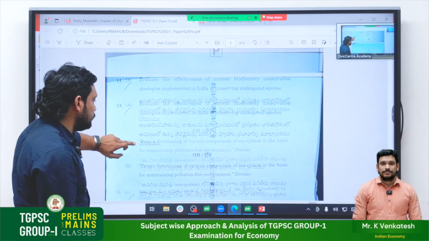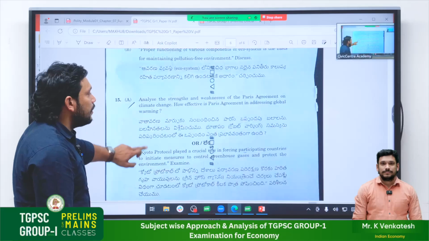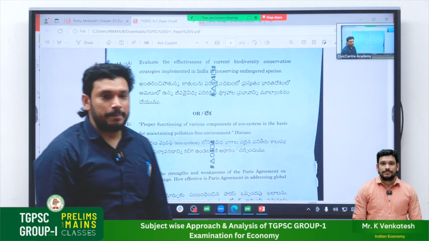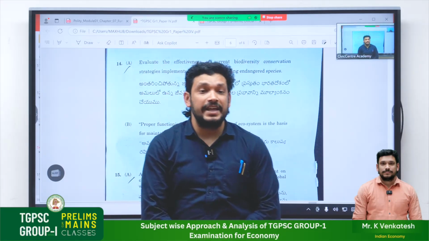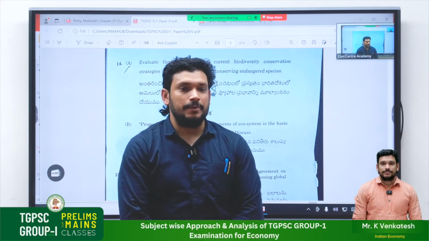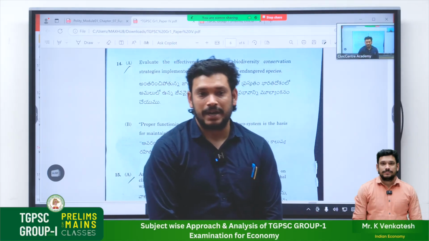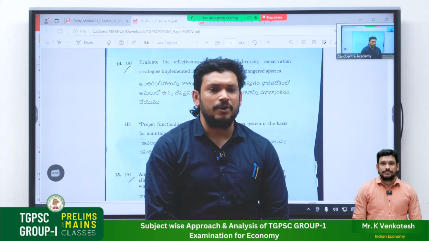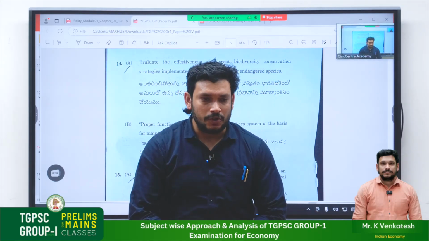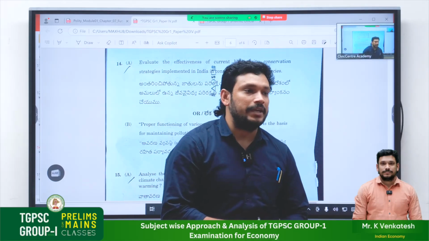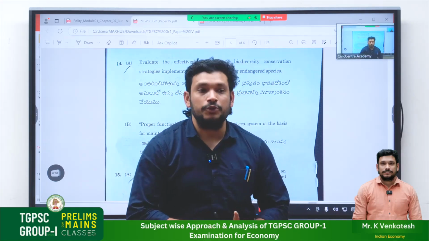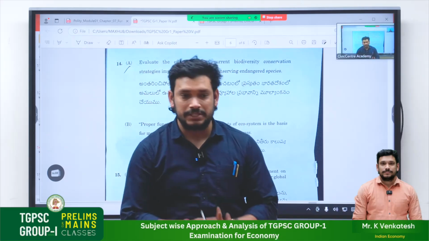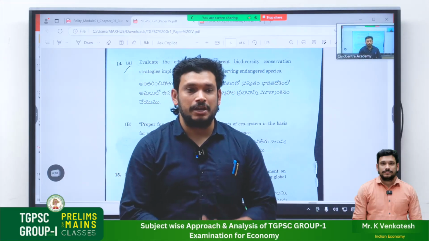And then in mains, they will not be asking you about the policies directly. Like Pradhan Mantri Awas Yojana, Swachh Bharat Abhiyan, or in recent times Poshan Abhiyan, they will not ask you directly about that. They will ask you what are the measures taken by the government to improve nutrition in India. That is the question. So you know about Poshan Abhiyan.